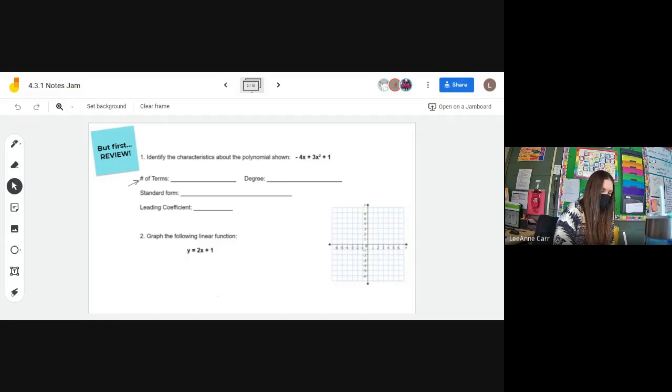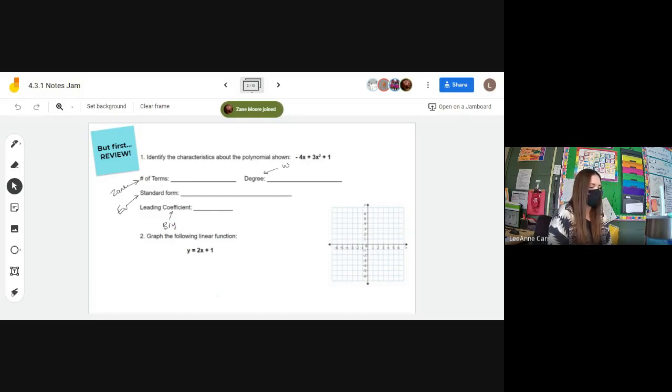Let's have Zane give me the number of terms. I want Wahazi to give me the degree. I want standard form. I want Evelyn to give me that one. And leading coefficient, let's get Bree. All right. When you know it, you can throw it in the chat or unmute yourself.